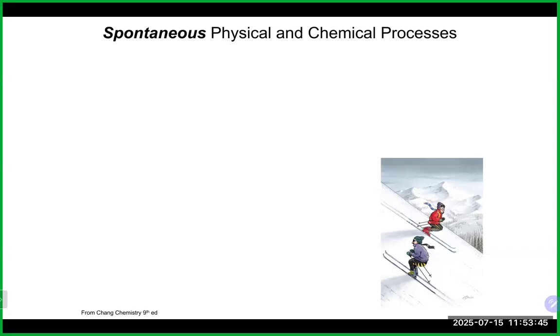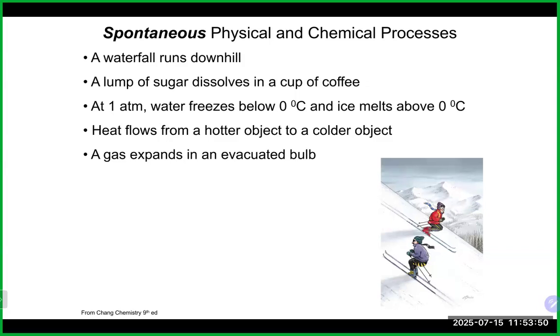There are a lot of physical and chemical processes that are spontaneous that we are aware of. Water runs downhill. Water doesn't typically go uphill. If we take some sugar, it will start to dissolve in a cup of coffee. At 1 atmosphere, water freezes at 0 degrees and melts above 0 degrees Celsius. As we talked about in chapter 7, heat flows from the hotter object to the colder, and iron exposed to oxygen with a little bit of water will make rust form.